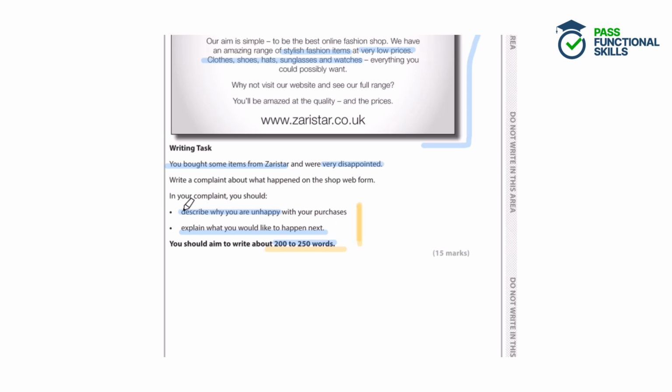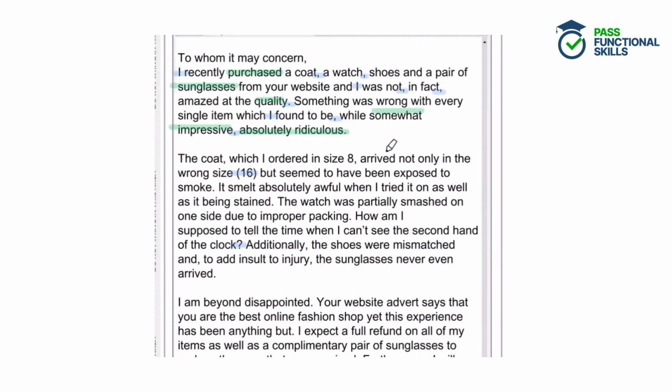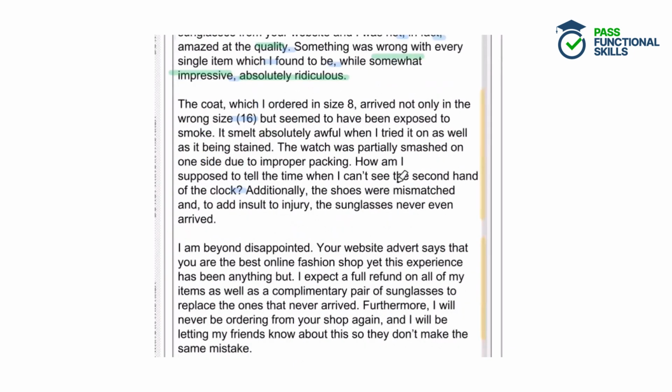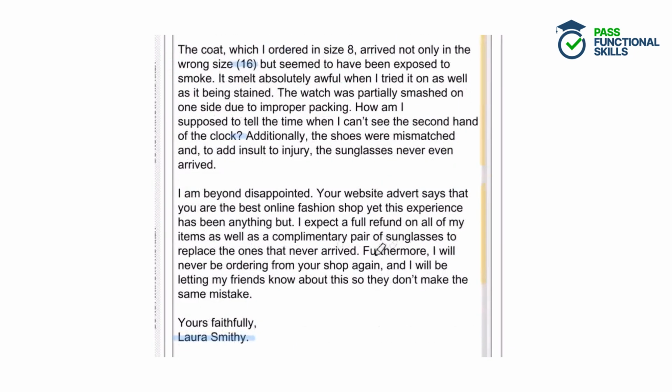So the details we've got here are why you are unhappy with your purchases and what you would like to happen next. So they've definitely described why they're unhappy with their purchases. They've given a few details about each of the items and said what is wrong with them in this paragraph here. And then they've explained what they want to happen next in this final paragraph here. So they've used appropriate details and they've gone into some detail about what is wrong and what they would like in order to fully answer the question.